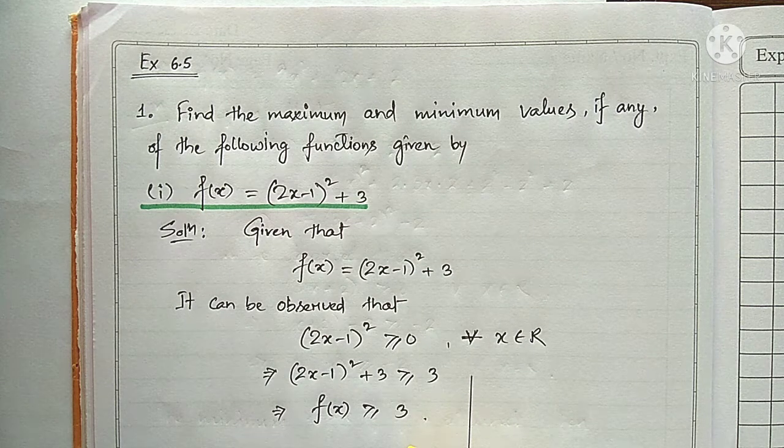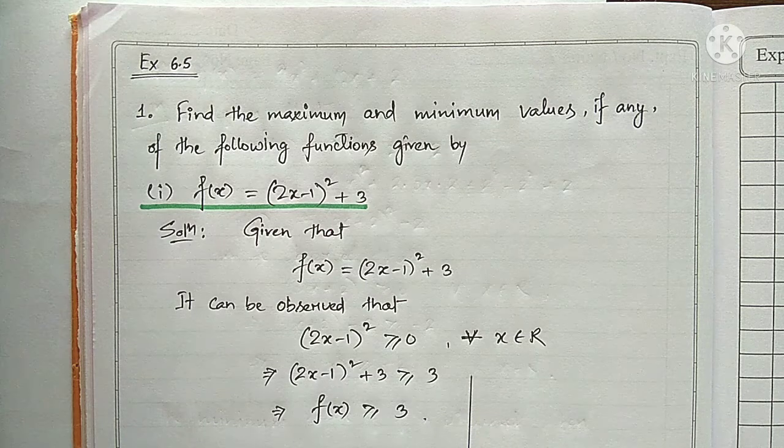After completing this, today we start Exercise 6.5, and in this exercise the first question is: find the maximum and minimum values, if any, of the following functions. The first function is f(x) = 2(x - 1)² + 3.